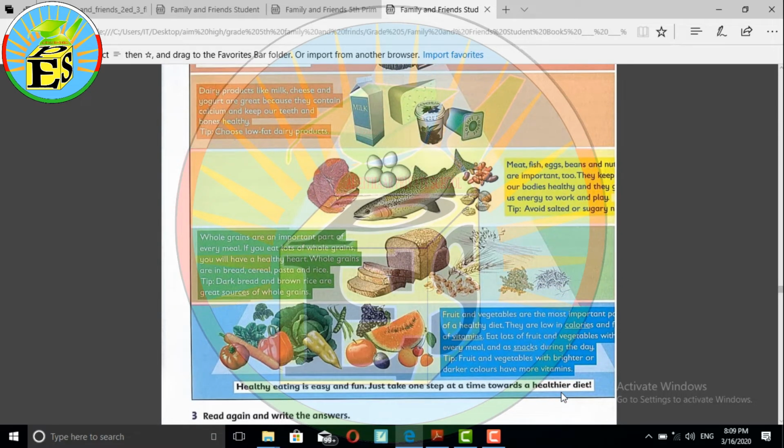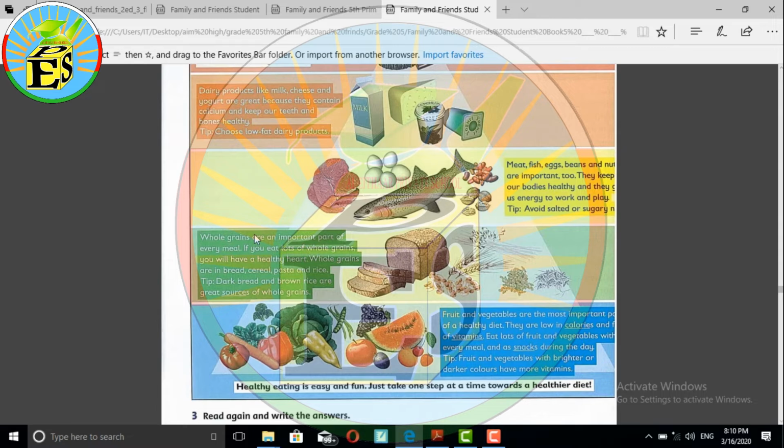Go to the fourth part of our pyramid, which speaks about carbohydrates. Whole grains, read with me. Whole grains are an important part of every meal. If you eat a lot of whole grains, you will have a healthy heart. Whole grains are in bread, cereal, pasta, and rice. Tip, advice: dark bread and brown rice are great sources of whole grains.